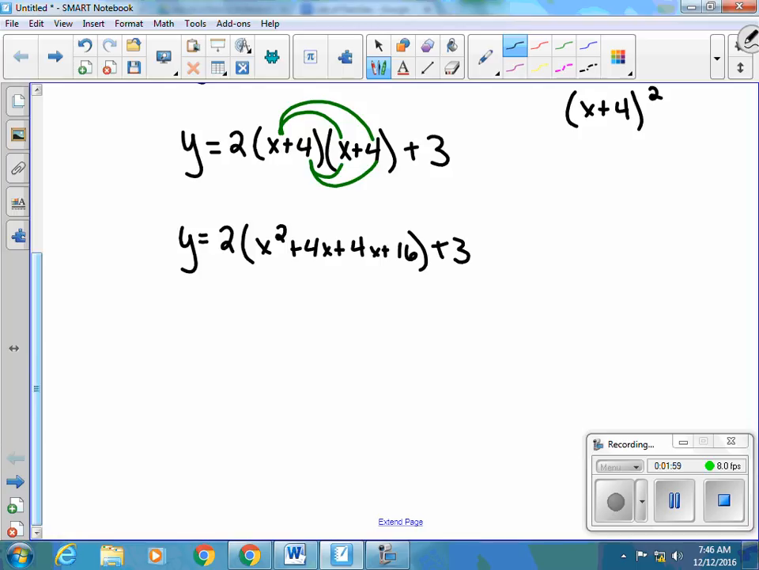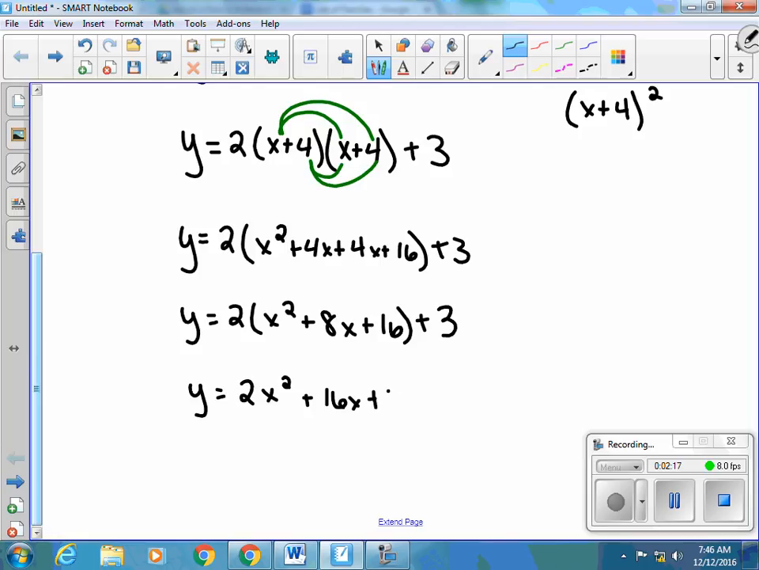So I'm going to combine like terms as well as multiply by that 2. The 2 only goes to the stuff in the parentheses. And finally, I'm going to add that 3. So y equals 2x squared plus 16x plus 35.